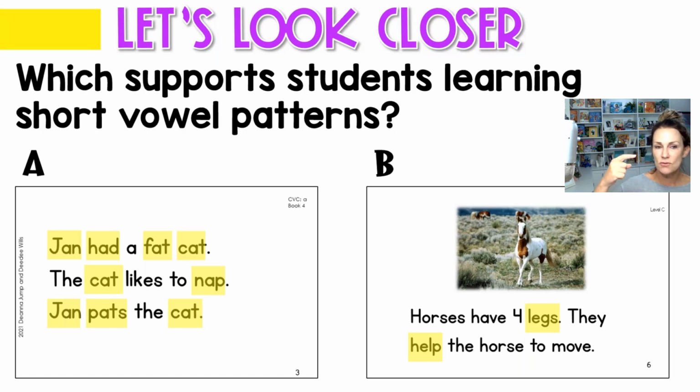However, we're asking students to practice that skill again and again and again. Within this page, we have just a few words that are not decodable. The word "a," even though it looks like the word a, it's not. It's a schwa, right? We have "Jan had a fat cat." We wouldn't say "Jan had a fat cat." We would say "she had a fat cat." And then we have the word "the."